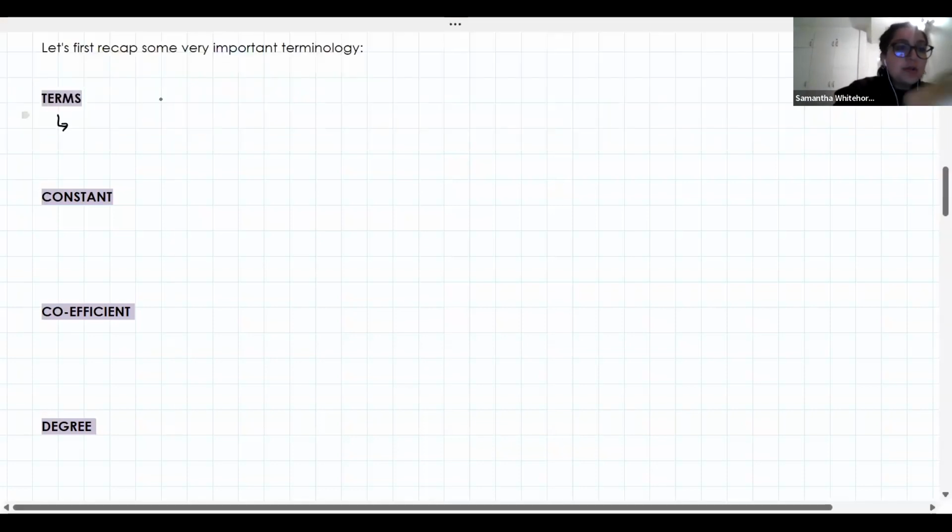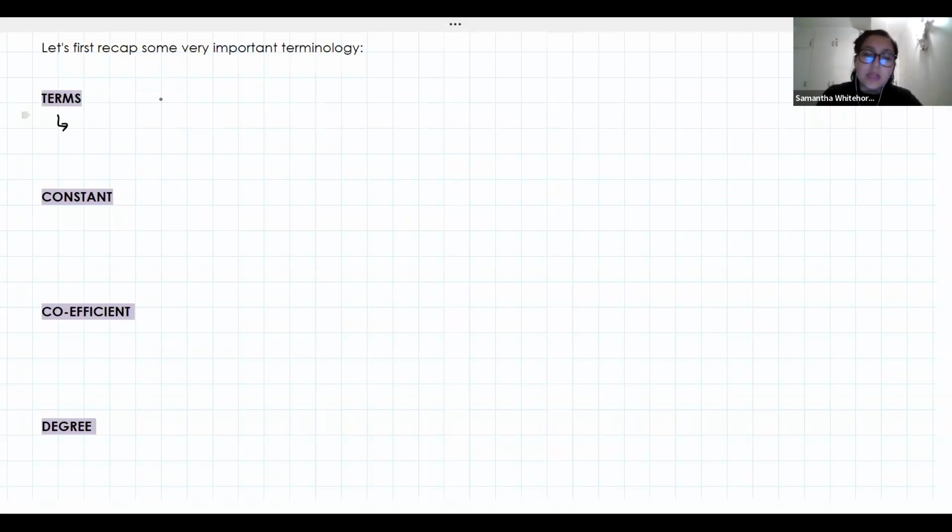So remember, terms, I sort of think of it like these are the words that make up the mathematical sentence that we're working with. So the mathematical sentence is your expression. The words in that sentence are the terms. So these are the parts of your expression.